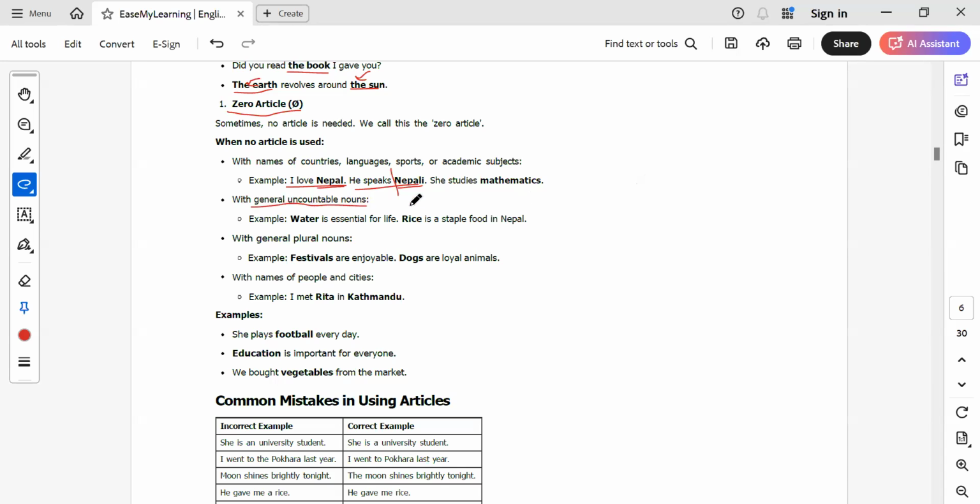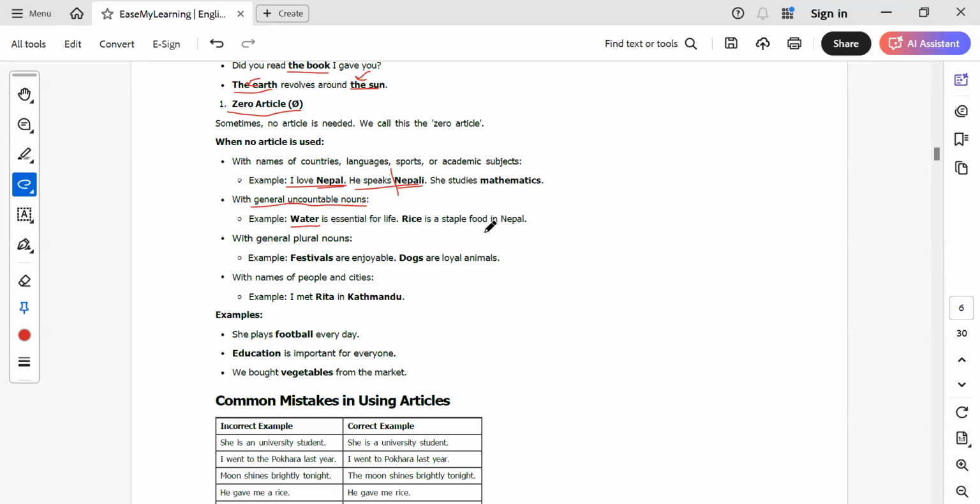The second case is with general uncountable nouns. For example, water is essential for life. When we talk about water, we can say a glass of water or the fountain of water. But when we are talking about water in general, water as a state of matter, water as an object in general, we are not specifying which water we are referring to. So we should not use the for sure.